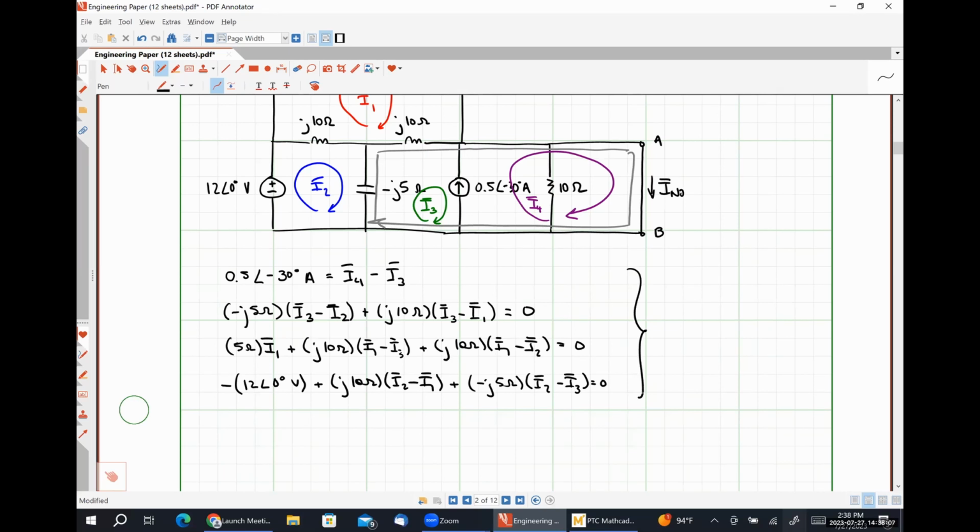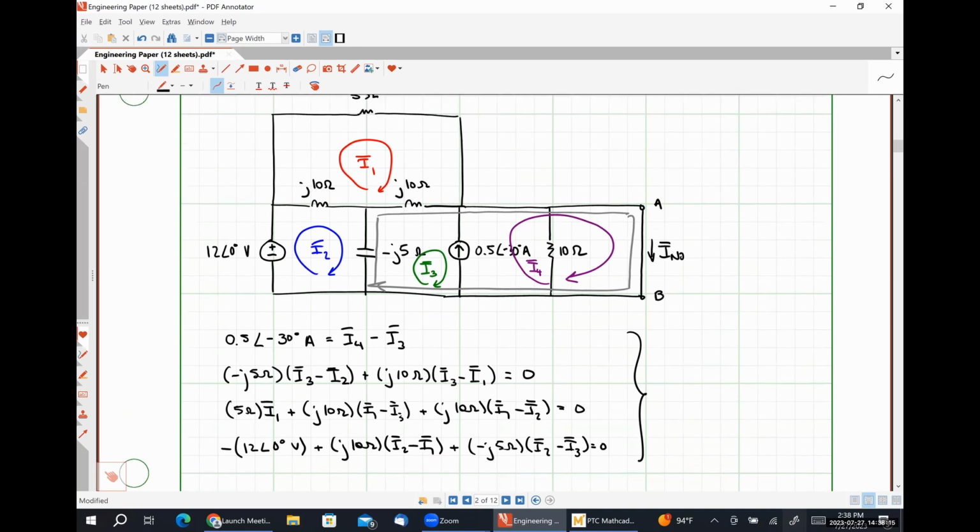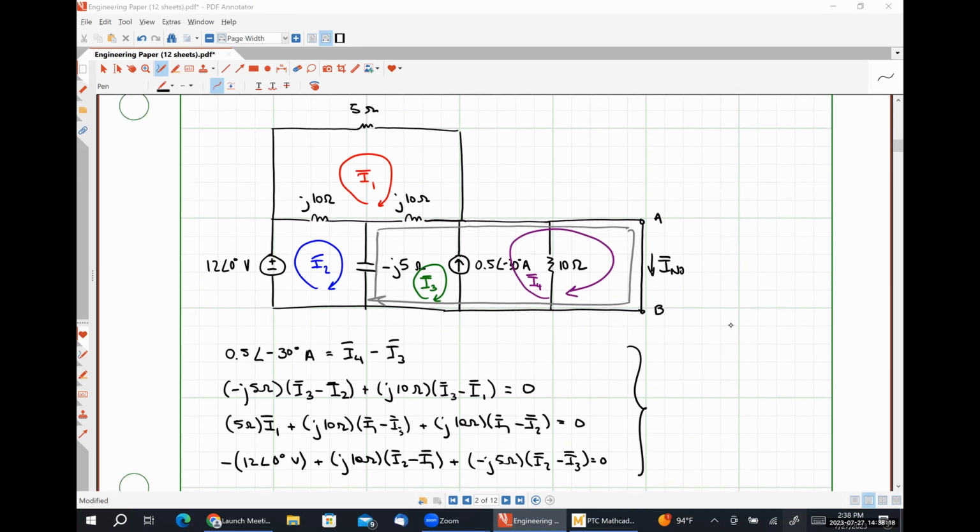Just to be clear, since I made a silly mistake on the first KVL equation, is anybody noticing anything that doesn't seem correct? I can scroll up so we can see the circuit at the same time too, if that's helpful. No, it looks okay to me.